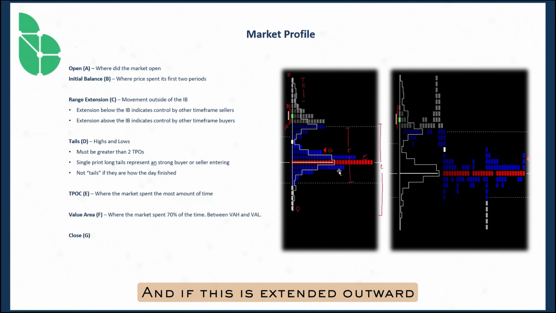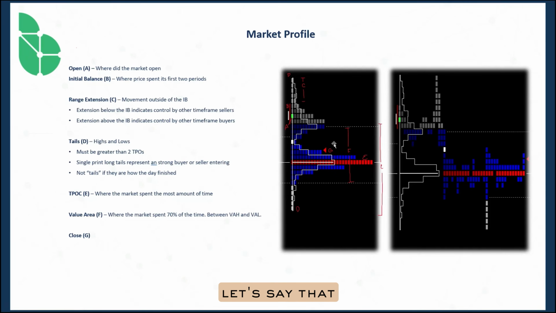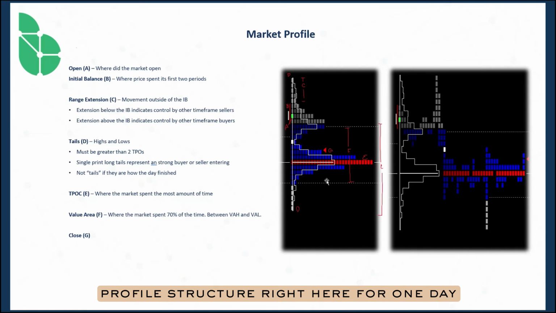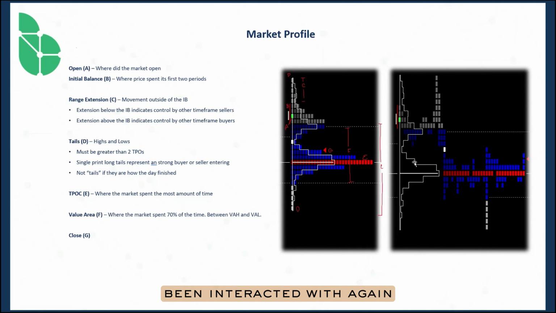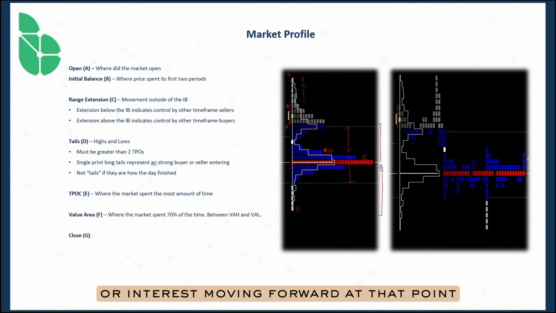And if this is extended outward, let's say that we're looking at this market profile structure right here for one day, and then we have another day that opens well above, and there's nothing interacting with this point of control, we would call that naked. So if the next day hadn't interacted with it, we would call this a naked point of control. And this would be an area that we would list as an area of potential interaction or interest moving forward at that point.